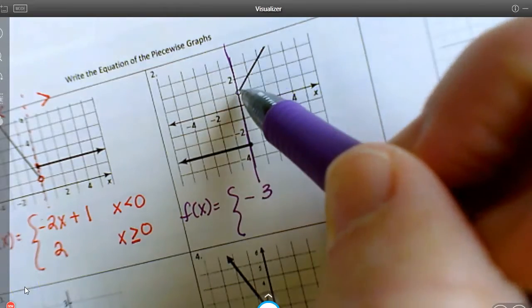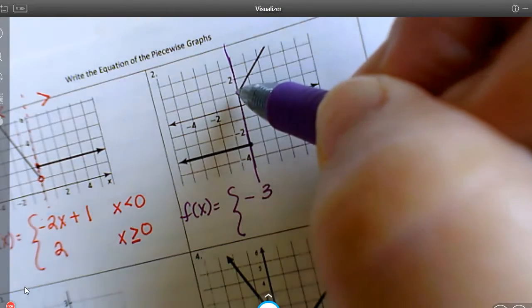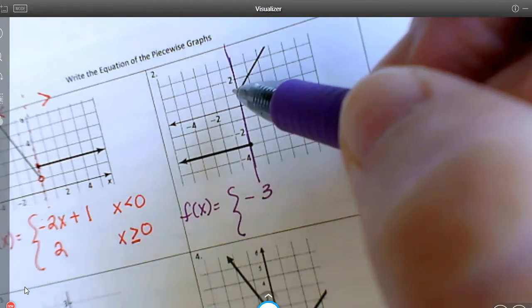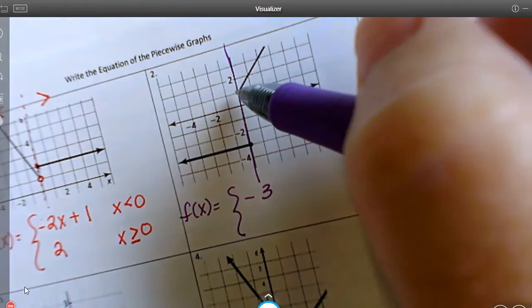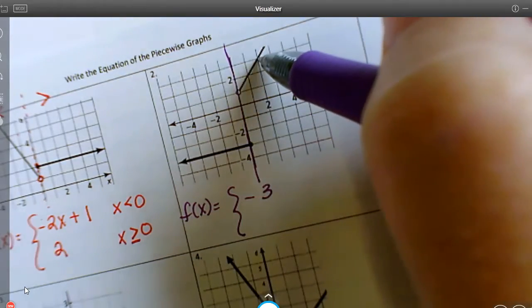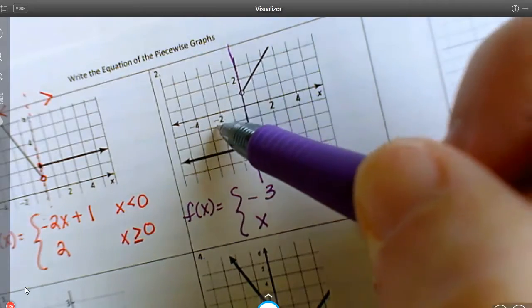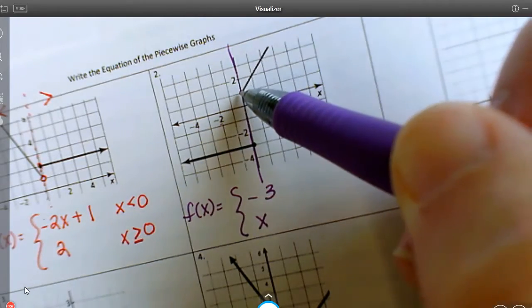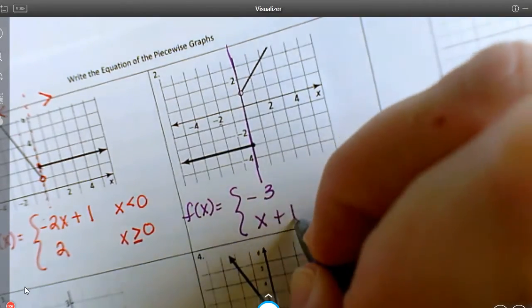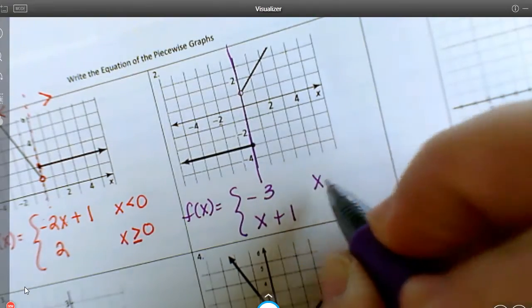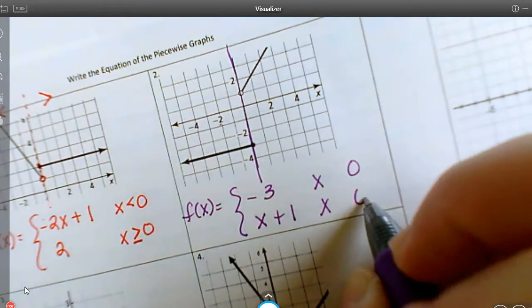Alright, so on this one right here, I'm going to start by figuring out the slope because it's always slope and then x and then whatever the y-intercept is. So I'm going up 1 and over 1. So 1x, or just x. And then where would be the y-intercept if it had 1? 1. So plus 1.